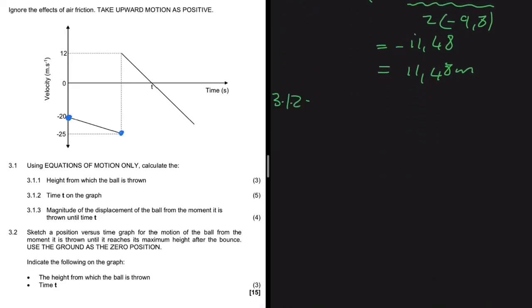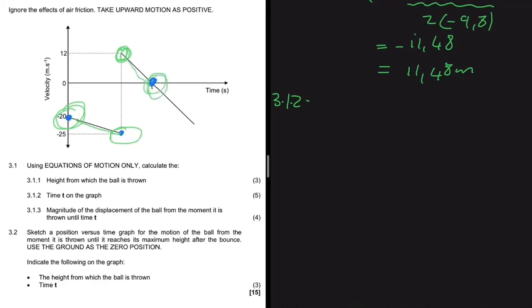Now we can do 3.1.2. 3.1.2 says let's find the time t on the graph. Time t on the graph is here. So let's analyze our motion. Here at this point, the object is thrown downwards, and at minus 25, it hits the ground. When it hits the ground, it bounces off with a velocity of 12 meters per second until it reaches its maximum height.